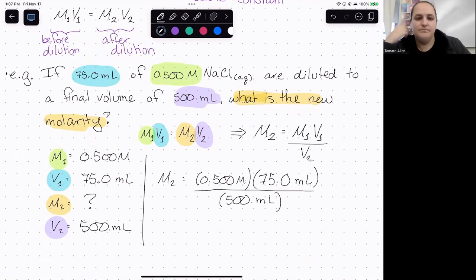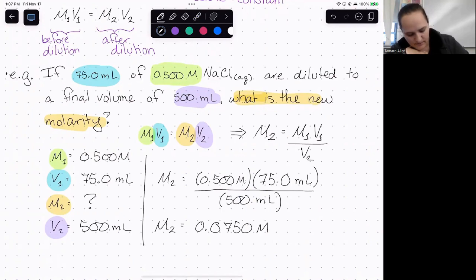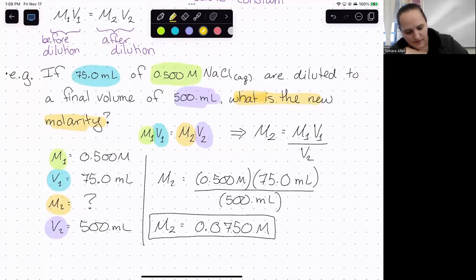The only thing you have to pay attention to is making sure that you keep the right molarity and volume together, that your ones both represent the same point in time: before dilution I started with this volume at this concentration. After dilution I ended up with this volume at this concentration. So this is going to end up giving us a concentration of 0.075 molar. So after the dilution, we would have this as our M2.